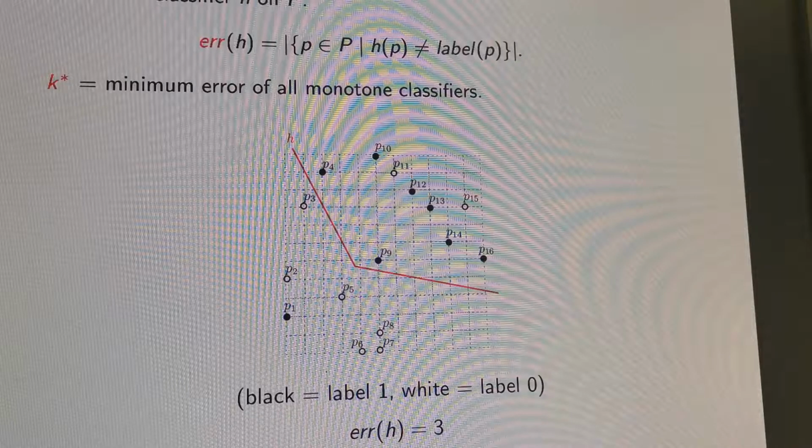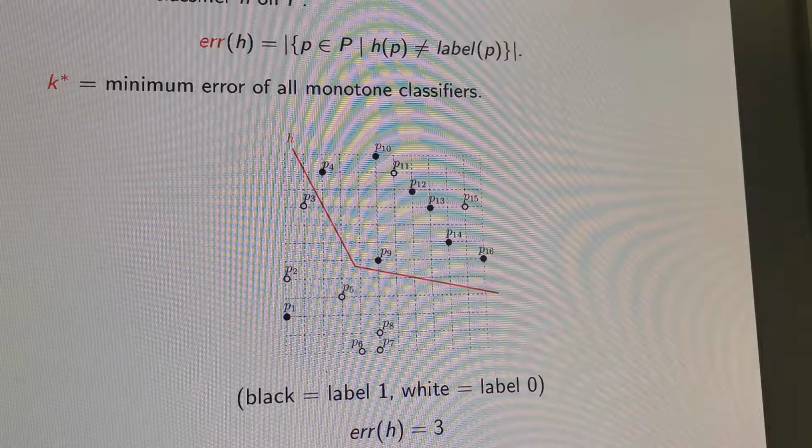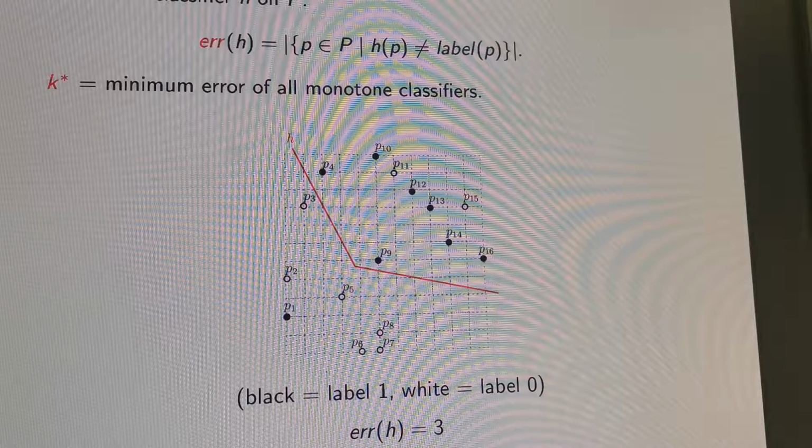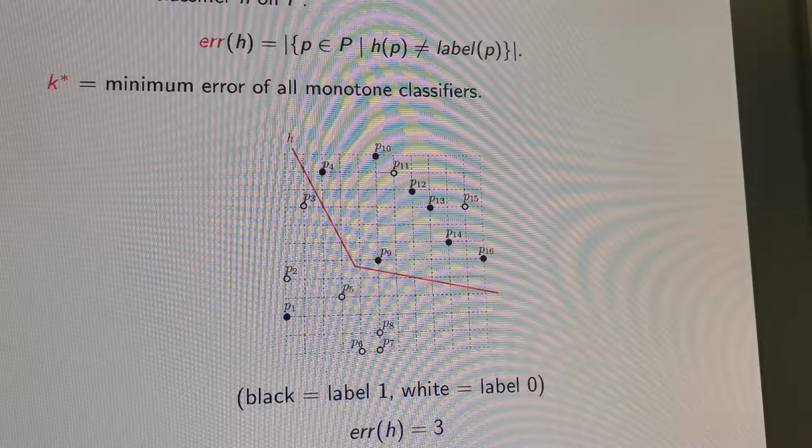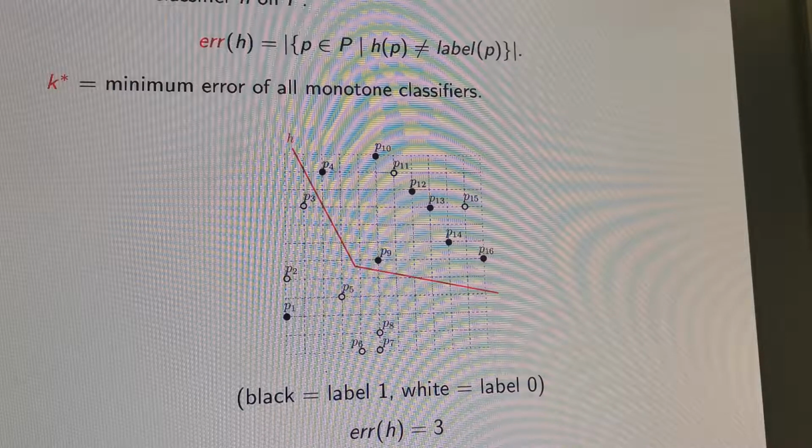Here, this example is two-dimensional, and you can see 16 points there. For your convenience, I have colored the points. The black points have label 1, and the white points have label 0. The red curve here represents a monotone classifier. So you can imagine everything that is above the red curve is classified as 1, and everything below it is classified as 0.